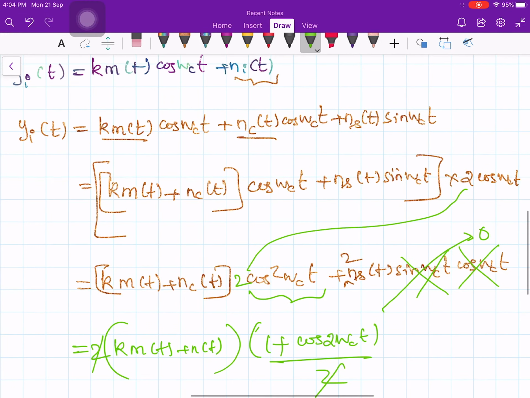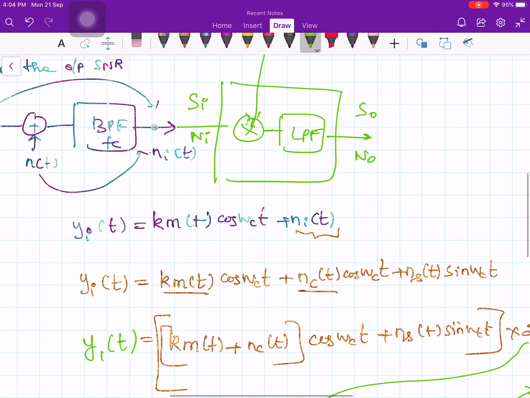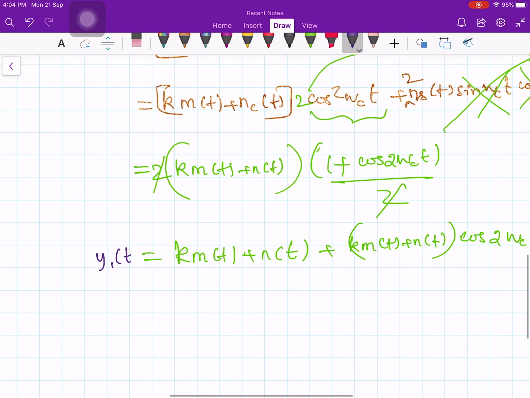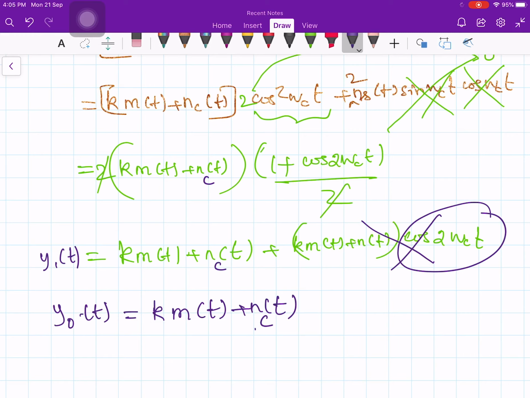Okay, and this one is, let's say, y1 of t. Now this y1 of t is given to the low pass filter. So after low pass filtering I get y0 of t. This term is removed because it is a band pass signal, removed by the low pass filter. Therefore you obtain k times m of t plus n of t. Sorry, this is not n of t, it is n suffix c of t, the in-phase component. So this is noise, and this one is your signal part.